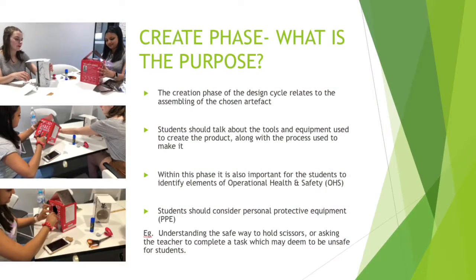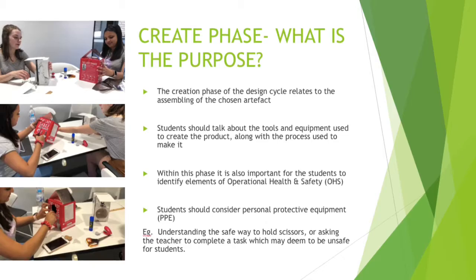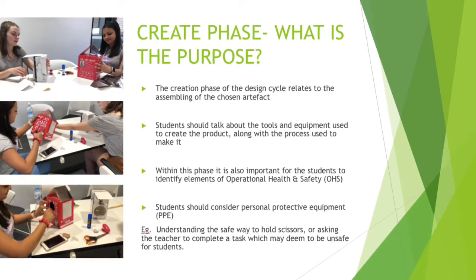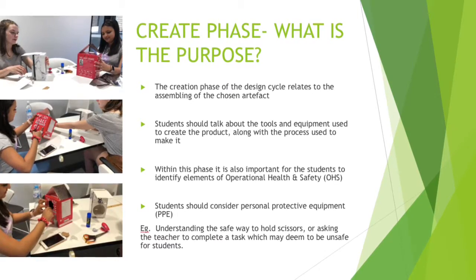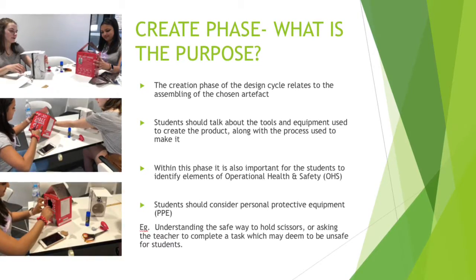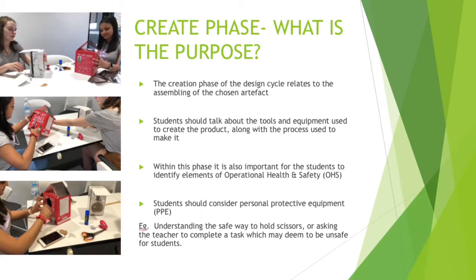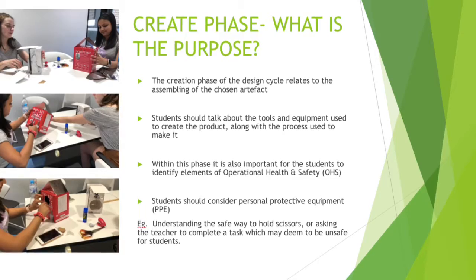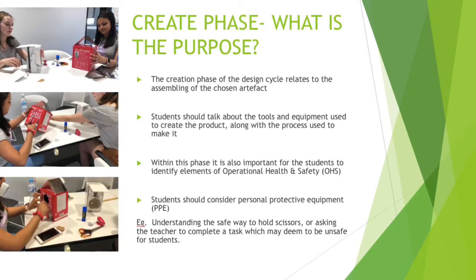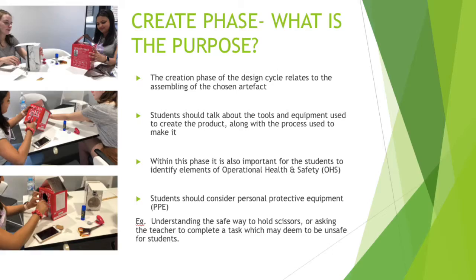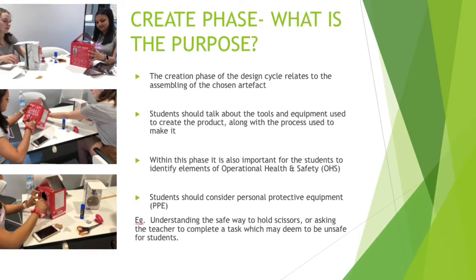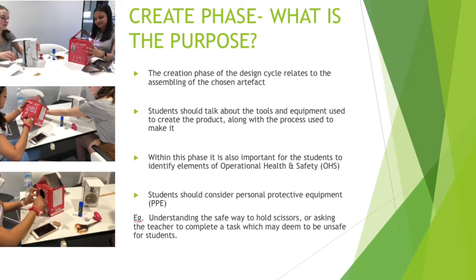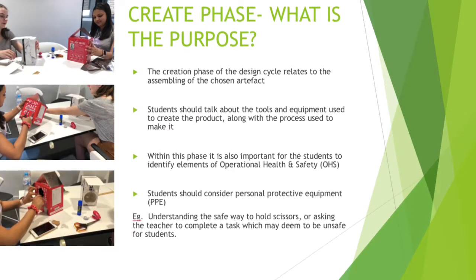The creation phase of the design cycle relates to the assembling of the chosen artefact. Students should talk about the tools and equipment used to create the product, along with the process used to make it. Within this phase, it is also important for the students to identify elements of occupational health and safety, in other words, OH&S. Examples of this being used in a classroom could refer to personal protective equipment, understanding the safe ways to hold scissors, or asking the teacher to complete a task which may be deemed unsafe for the students.